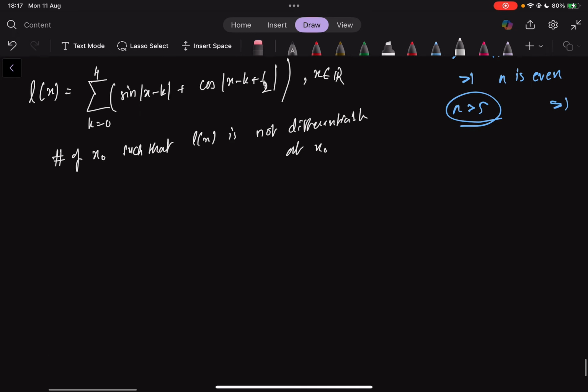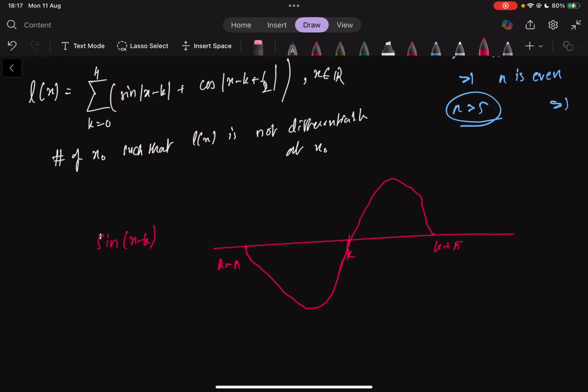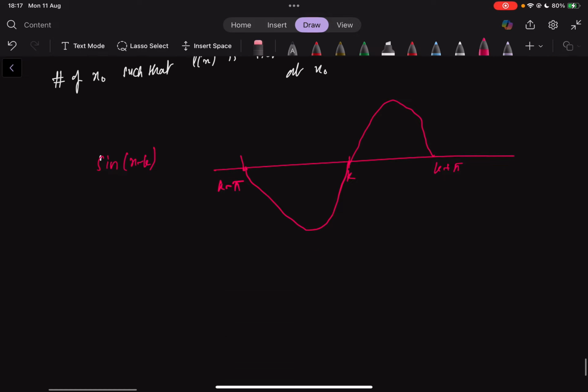So first, if we consider the graph of sine of x minus k, the graph will be something like this. At k it will be 0, and from k to k plus pi it will be like this, and k to k minus pi it will be like this, and it will have a period of 2 pi.